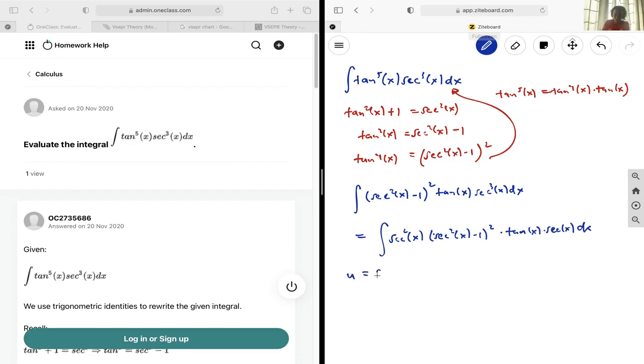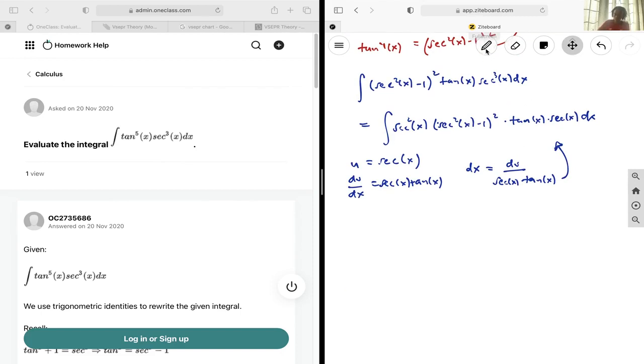If we set u as secant x, that means du over dx is going to be secant x multiplied by tan x. So dx is equal to du over secant x multiplied by tan x. Let's put that all back into our equation. And we're going to get the integral of u squared into u squared minus 1 squared multiplied by tan x secant x. We're going to leave that alone, and then you put in dx, so du over tan x secant x.